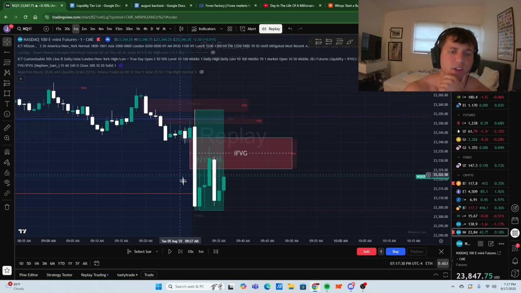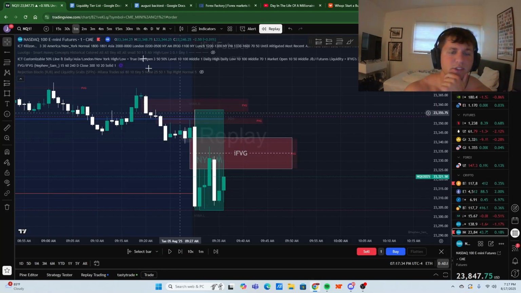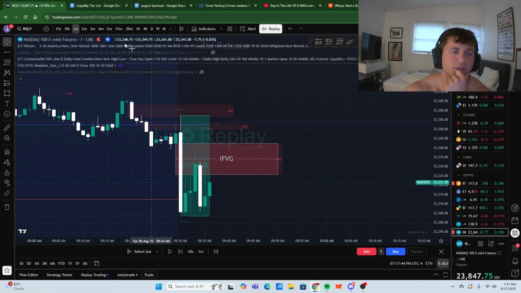Good reaction. The reaction, not the best. Inside kill zone, yes. Good momentum. Or, sorry, the momentum is shit. The reaction off the low is good because we're not displacing lower or doing anything like that. Clear draw on liquidity, yes. It is at 50% level. And then SMT, not sure.